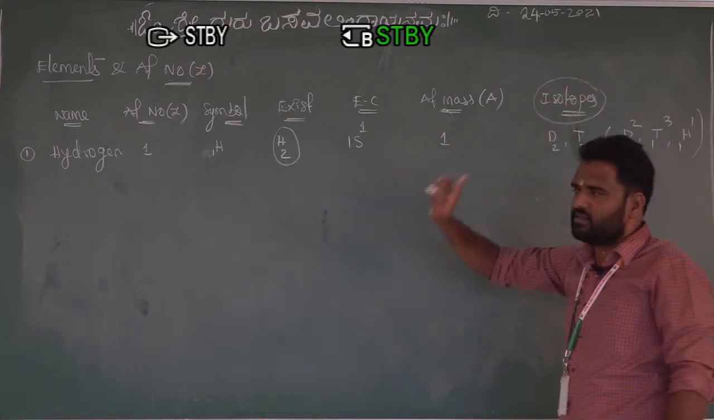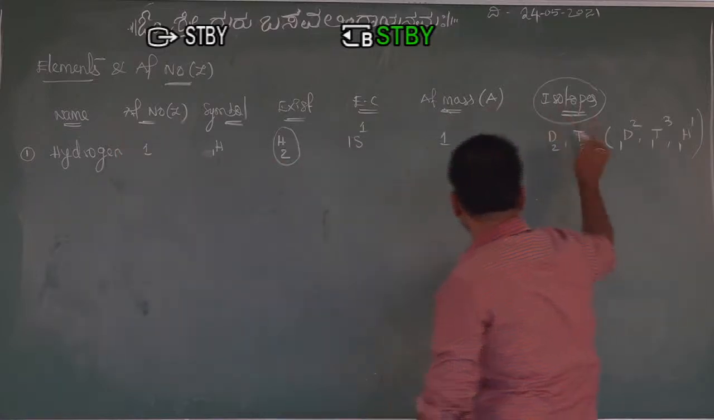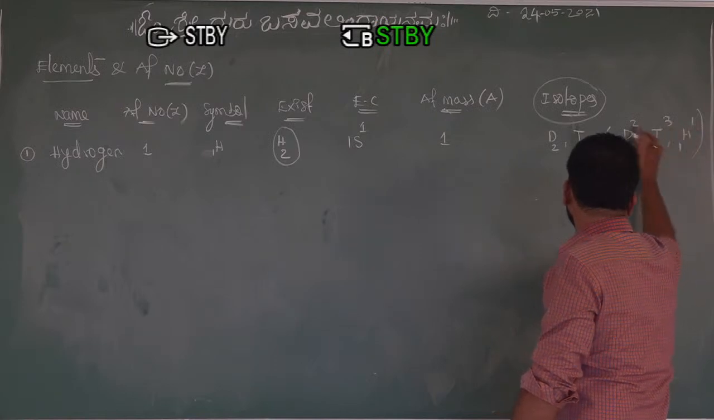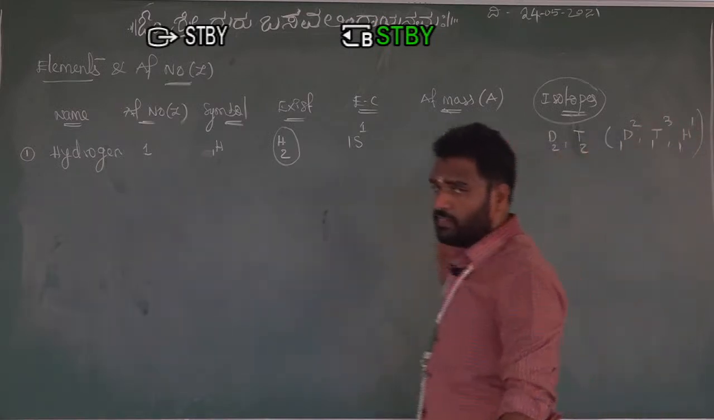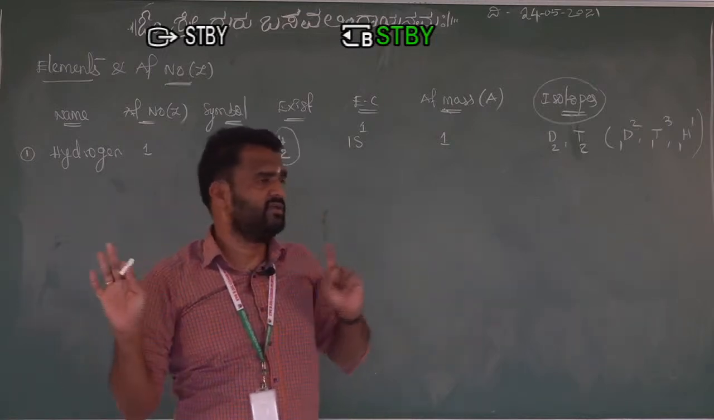Some elements, elemental atoms, will have isotopes also. So hydrogen is available in the form of three isotopes, that is H1, H2, H3. But all atomic numbers are the same. Right, this is what you need to remember here.